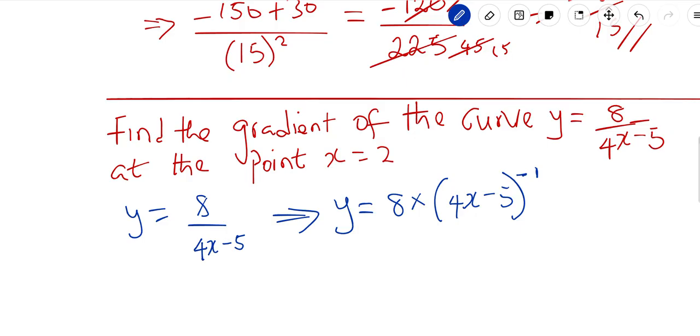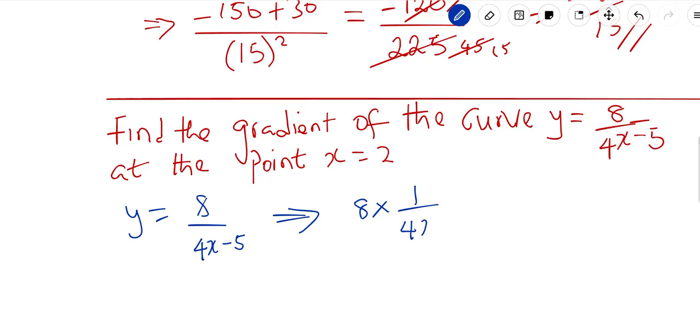Okay, before I even go there, I need to break it down so that I want you to really understand what I'm doing. So you agree with me that this is the same thing as saying 8 multiplied by 1 over 4x minus 5. Because 8 multiplied by 1 will still give us 8, and we have the denominator as 4x minus 5. So this is the same thing as saying 8 multiplied by (4x minus 5) to the power of negative 1.